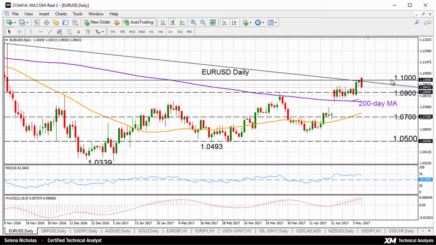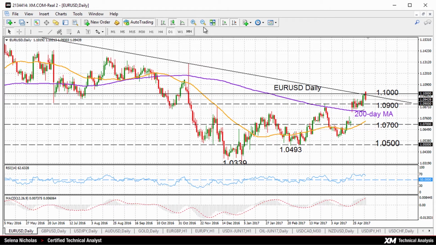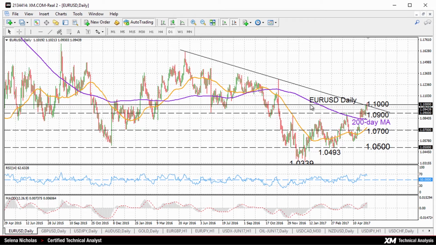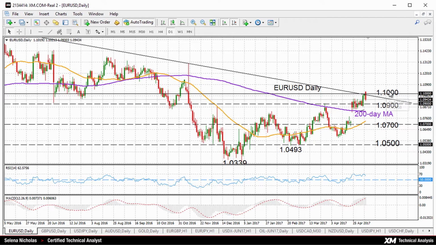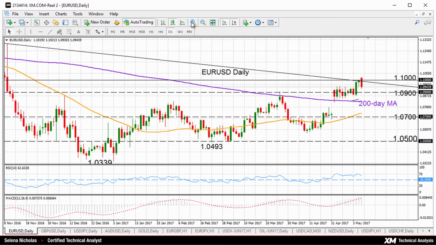But the 1.10 level is quite a significant one, since it's at the declining trend line. If we look at the bigger picture, there was this down trend line from around April of last year. So it's going to be quite an important level right now. Since prices fell back down, it'll act as resistance again. So breaking above it would be quite a bullish signal if a move above it is sustained.